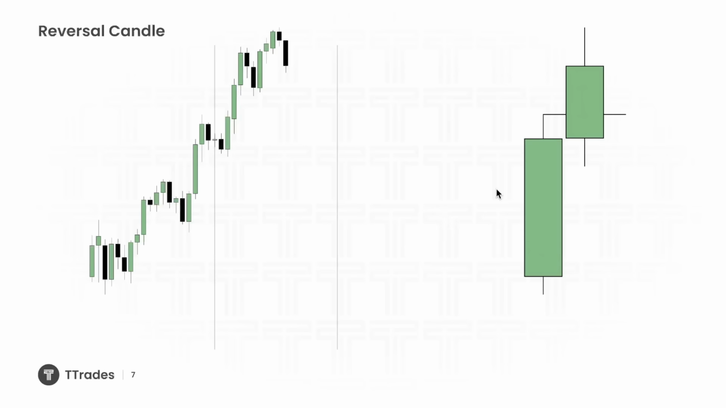Now let's go to another example. You can see here we open this candle and we make a move higher over the previous candle's high.